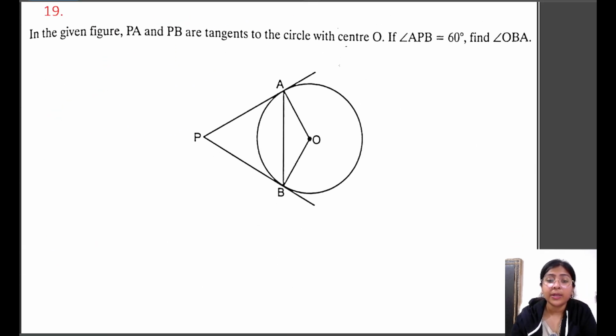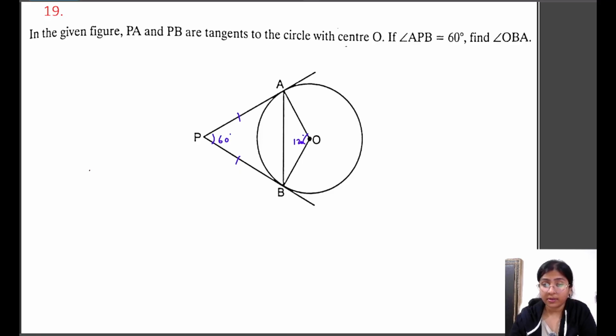In the given figure, PA and PB are two tangents with center O. These are the two tangents. Angle APB is given as 60. If this is 60, this must be 120 because these two are supplementary angles to each other. Now again, this question depends upon how many marks they are asking for.